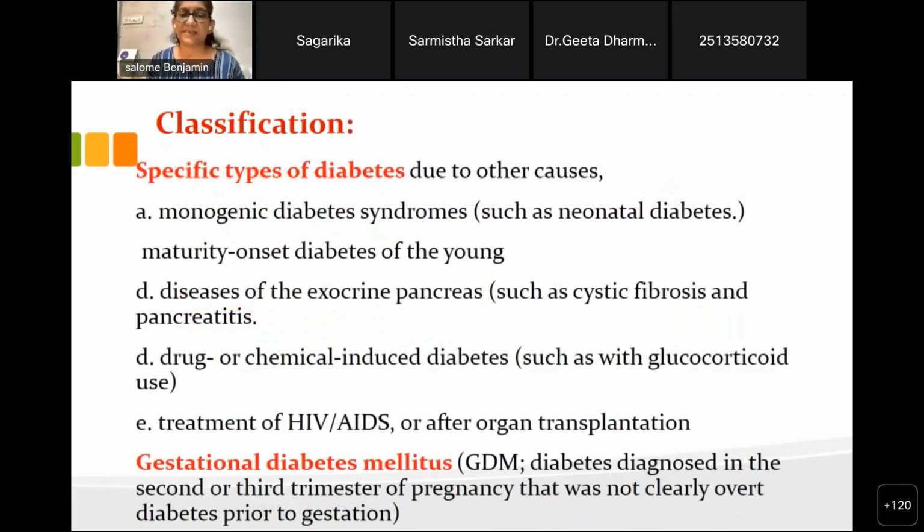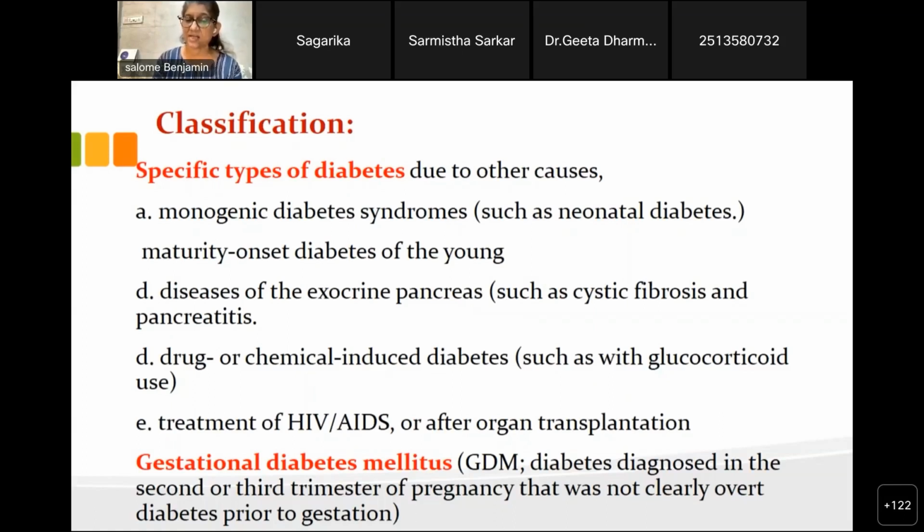Next slide. Yes. So we will look at specific types of diabetes due to other causes. Now there are monogenic diabetes syndromes, which are neonatal diabetes and maturity onset diabetes of the young, MODY as we call it. Then there are diseases of the pancreas, like cystic fibrosis and pancreatitis, so we do get pancreatic diabetes. The terminology is not used much, but these are other causes of diabetes.